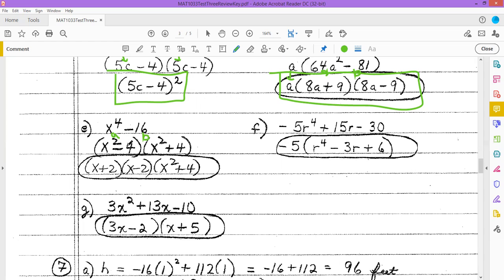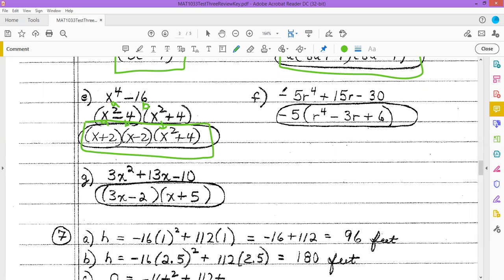Now this x squared minus 4 is actually a difference of perfect square terms again. We can identify our a and b terms. Our a term, we're squaring x to get x squared. Our b term, we're squaring 2 to get 4. So we would factor as x plus 2 and x minus 2. And then just carry down that x squared plus 4 term. This is our answer.